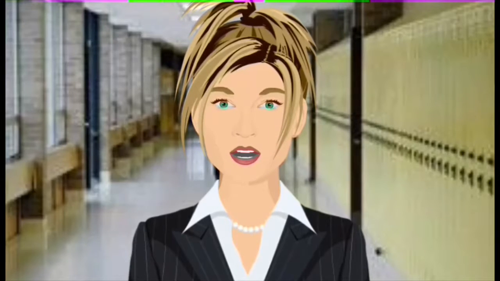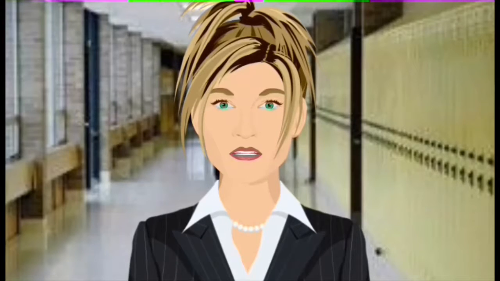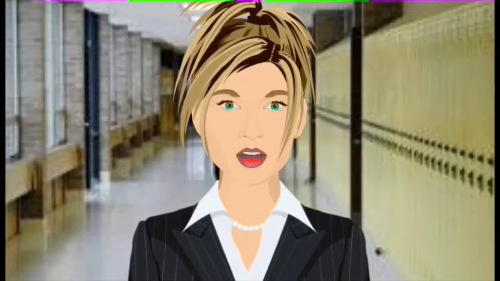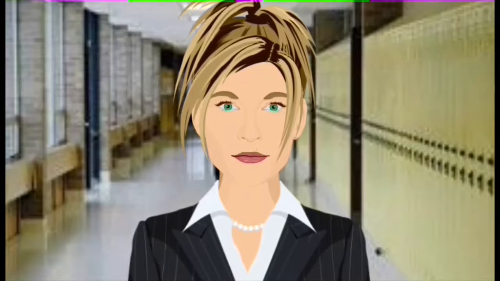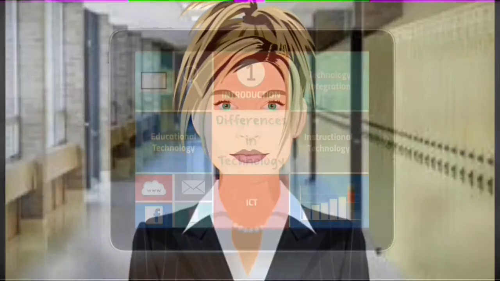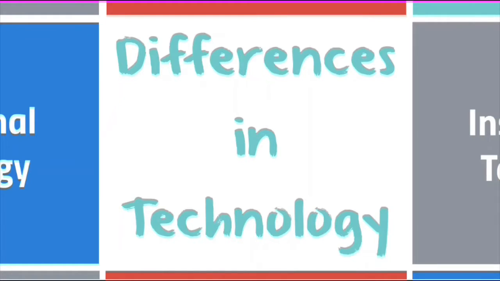Ultimately, integration is not a replacement of a teacher by a computer or any other form of technology. Remember, integration is meant to be implemented by classroom teachers by using technology for introducing or enrichment of curriculum. The teacher and students must both be actively involved for proper learning to take place. Now that we know what technology integration is and what it is not, let's discuss some differences in technology.